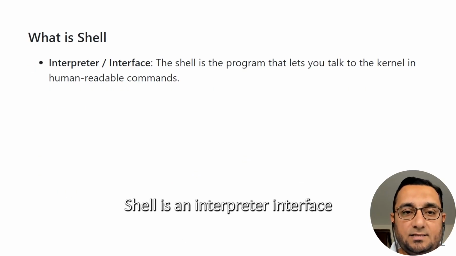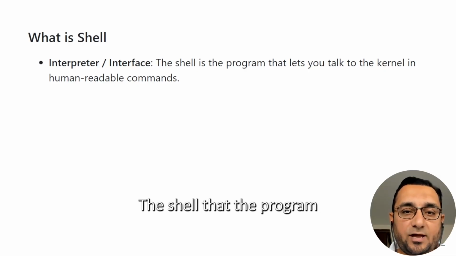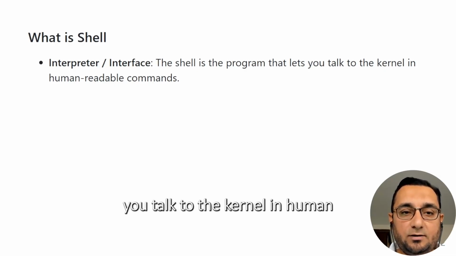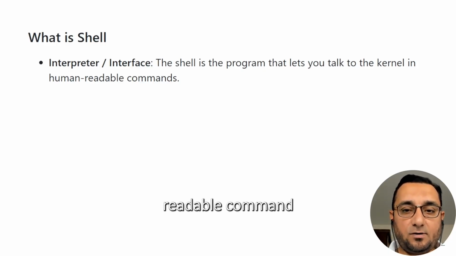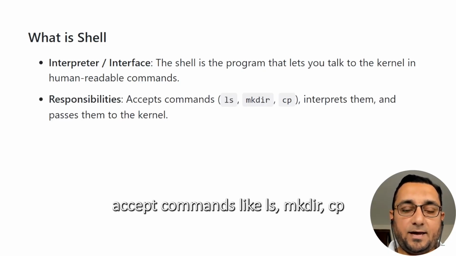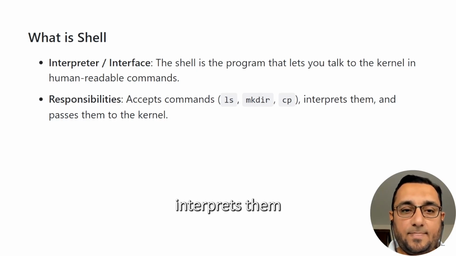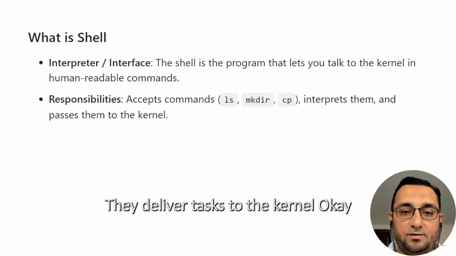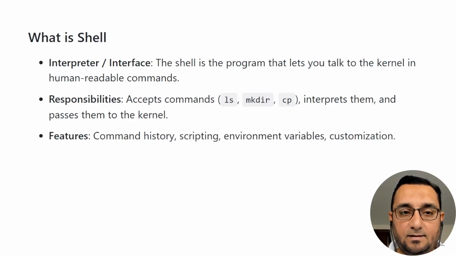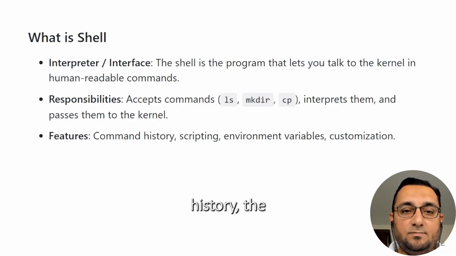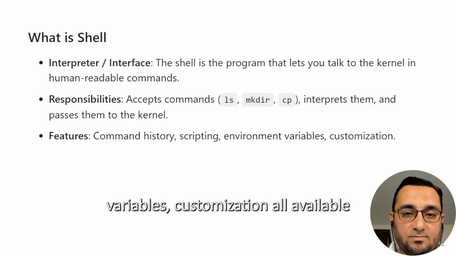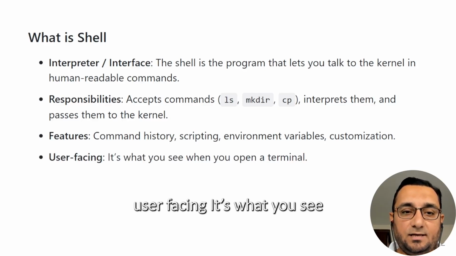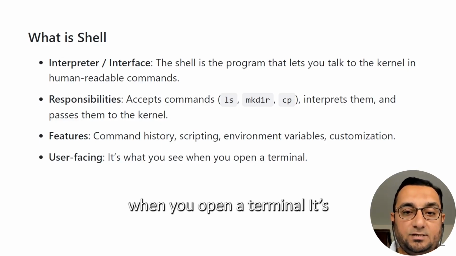What is the shell? The shell is an interpreter interface. The shell is the program that lets you talk to the kernel in a human readable command format. Responsibilities: accept commands like ls, mkdir, cp, and many more, interpret them and pass them to the kernel. So the shell works as an interpreter. It delivers tasks to the kernel. Features: command history, scripting, environment variables, customization, all available in the shell. It is user facing: it's what you see when you open a terminal.